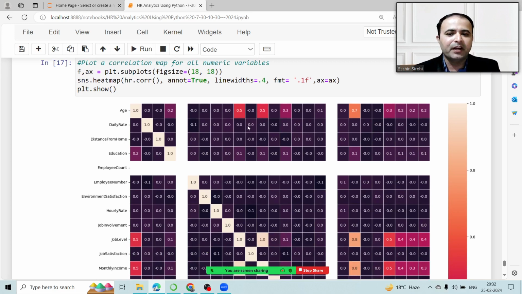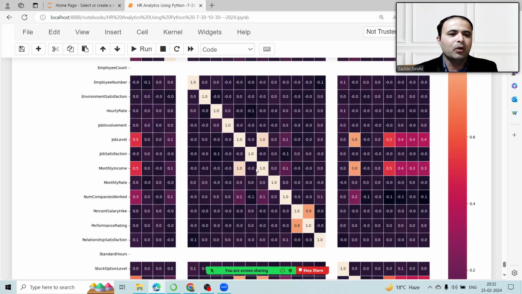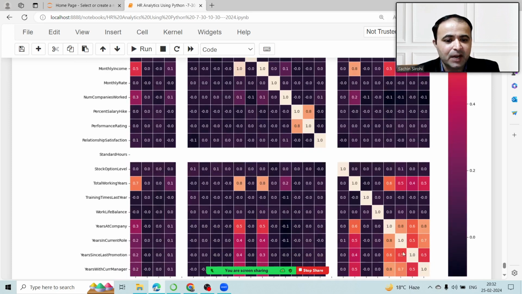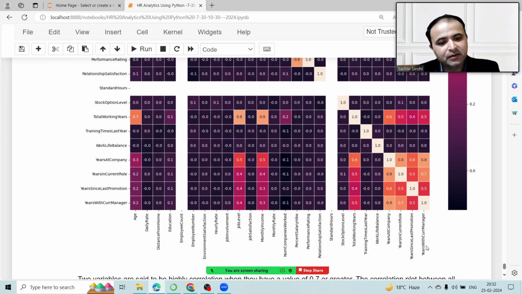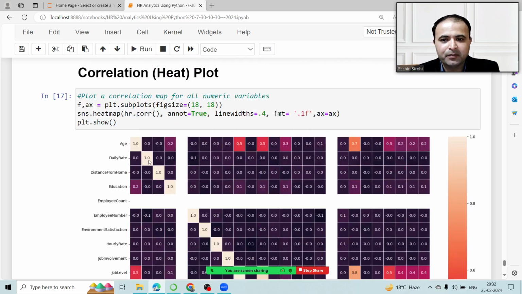So basically we want to find out the correlation, whether there is any relationship in the data, each other or not, like age, daily rate, distance from home, education, employee count, employee number, satisfaction, hourly rate, job. So we want to visualize all the columns, all the data, to see if there is any relationship. So I think age has a relationship, yes, with current manager. Age is trending a strong relationship. There is a correlation between the data.